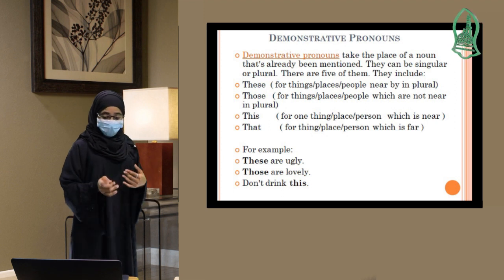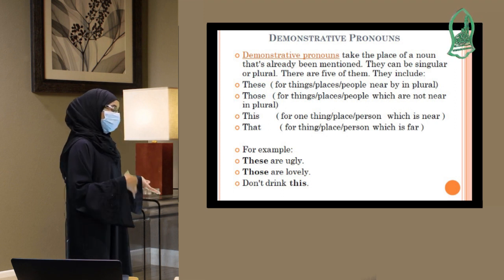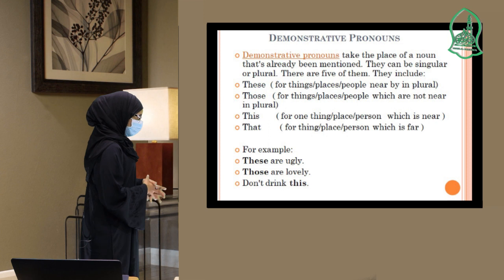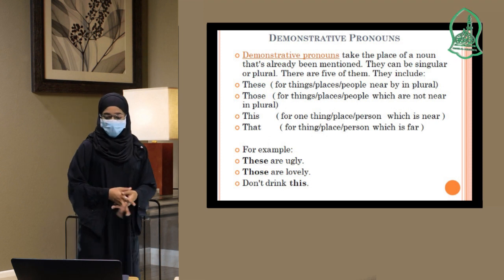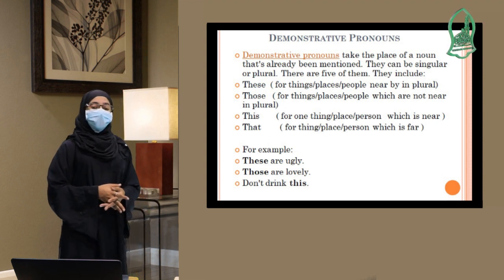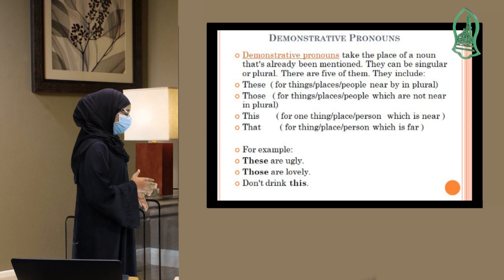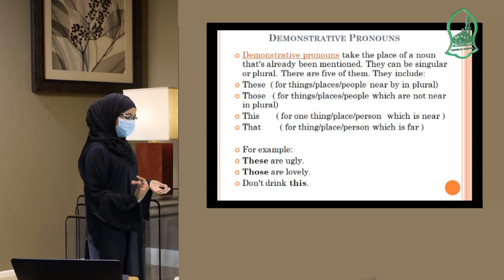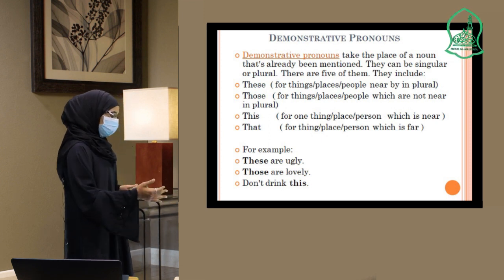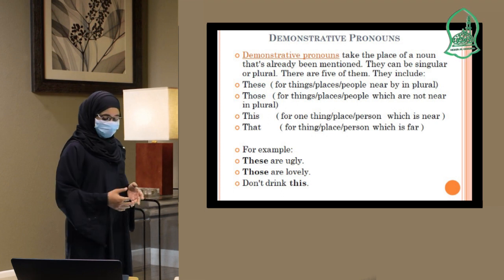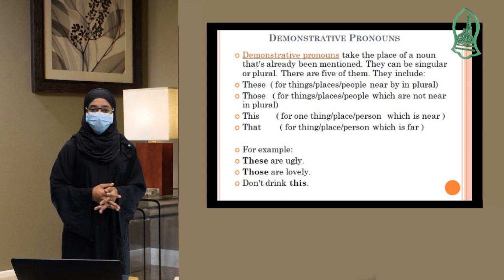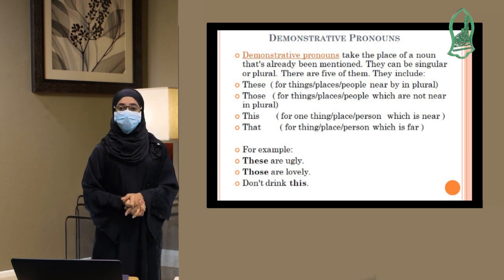And then we have that, which is showing or pointing to a person, place, or thing which is far, but it is only one, a singular form. For example, these are ugly. I didn't mention the name, but there are things over there, and we all know that we are talking about things that are there, so we will say these are ugly, but they are many. It is not only one.